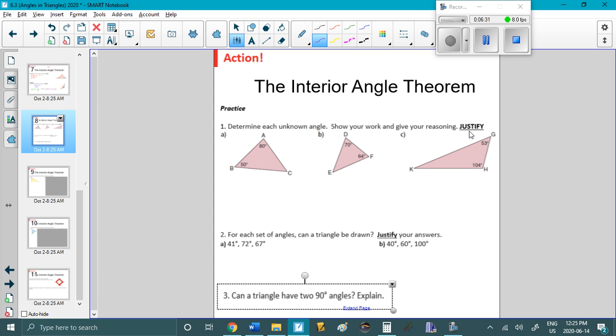So show your work, give your reasoning, justify. So that's using IAT for each one. Nothing special here, just 3 regular triangles. And then here I'm saying, can a triangle be drawn with these 3 angles? Well, I guess my question is, what do the angles have to add up to? They have to add up to 180. If they don't, then it doesn't work. Okay? Can a triangle have 2 90-degree angles? I want you to think about that and answer that question.